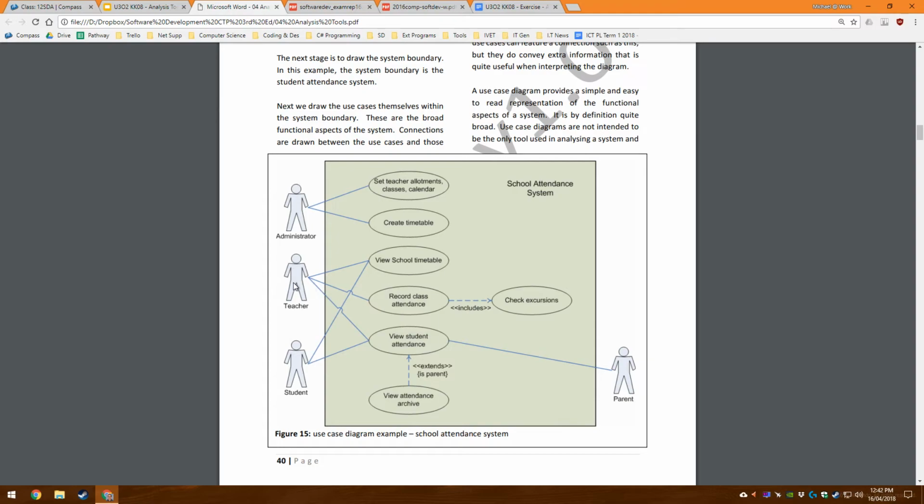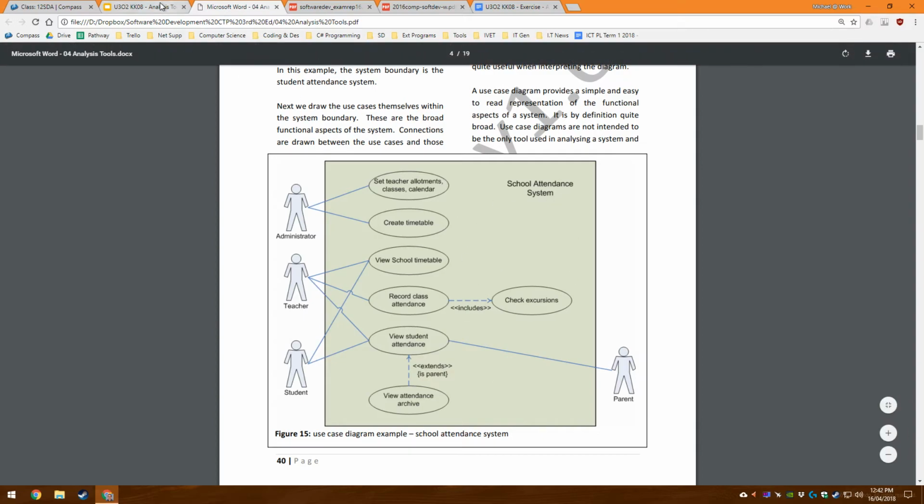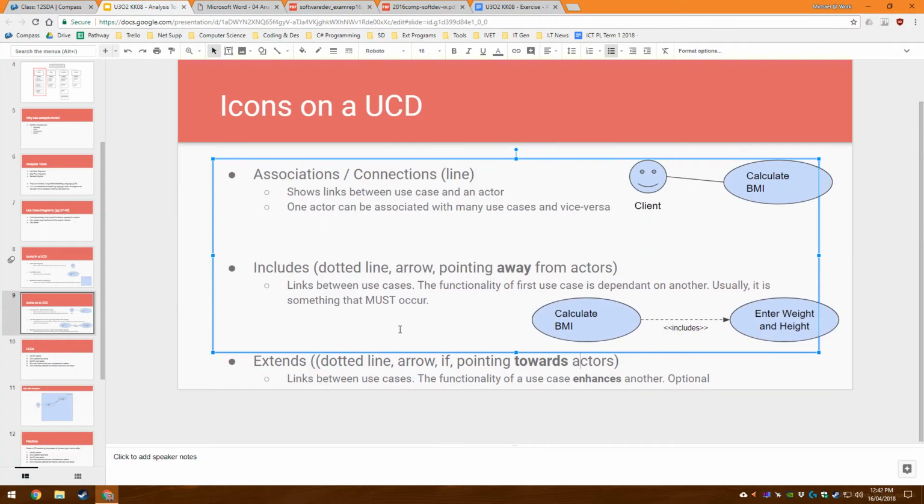This example here, the teacher records the class attendance. That includes them checking if anyone's on an excursion. The idea of that is if a kid is on an excursion, they're going to have to know that. So recording class attendance includes checking for excursions as well. That's just the way they've announced it in this part here. That's the hard part. Knowing which way to point, whether it includes or extends, that's where it gets difficult.